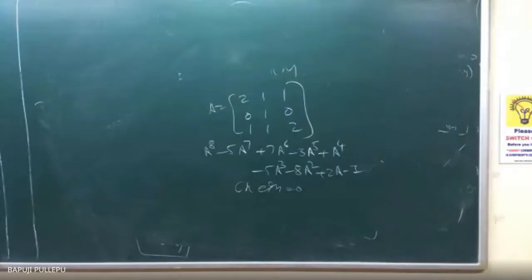A is given. A is 2, 1, 1, 0, 1, 0, 1, 1, 2. So from this what do you understand? From Cayley-Hamilton at least I will get a third degree equation. I will try to do something from the third equation and attack. First find the CH equation. A minus lambda I is equal to 0. Find out first.